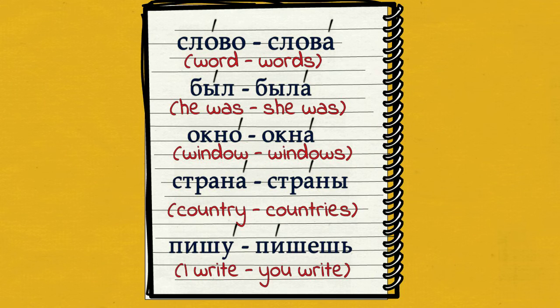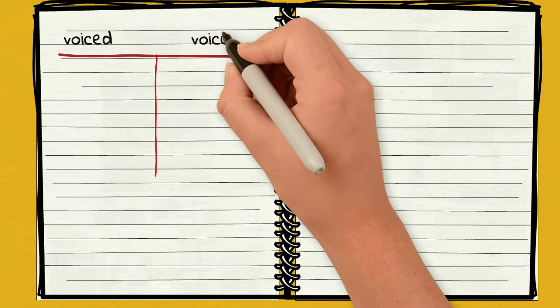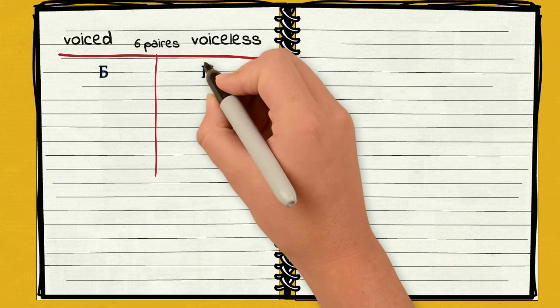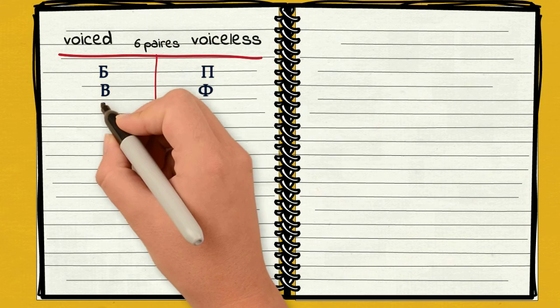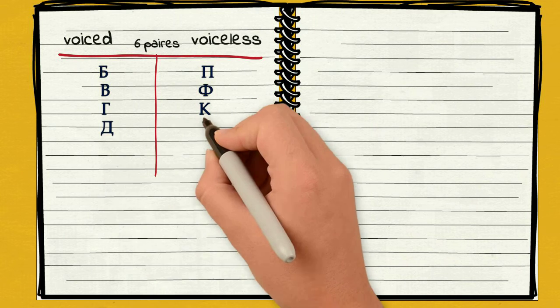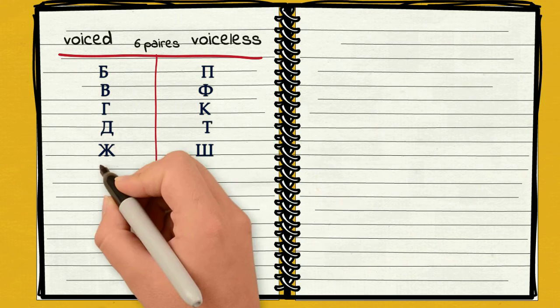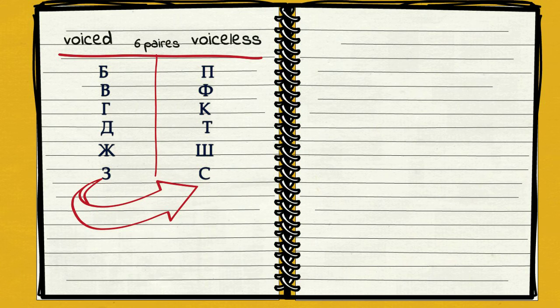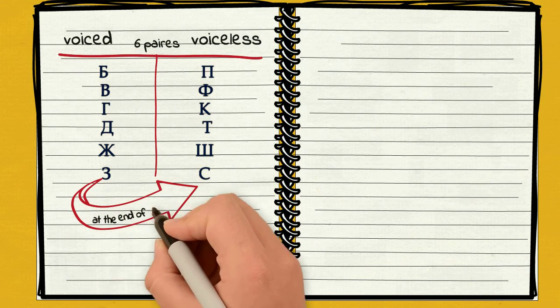Many of the consonants in Russian fall into pairs consisting of a voiced and a voiceless sound. There are 6 pairs, voiced and voiceless. B, P, V, F, G, K, D, T, Ž, Š, Z, S. The voiced consonants are always pronounced voiceless at the end of a word.